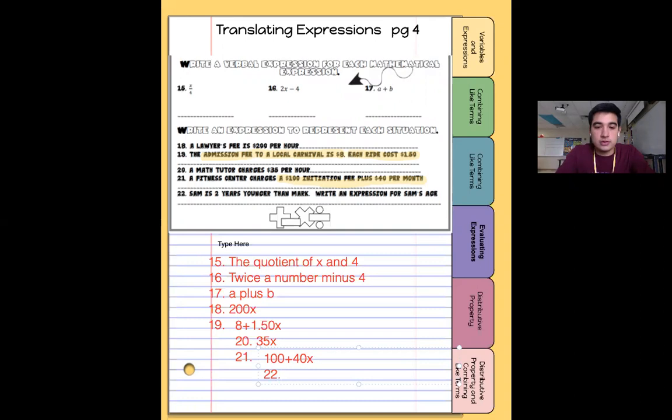Last one, 22. Sam is 2 years younger than Mark. Write an expression for Sam's age. Okay, this one's a little tricky, but all you have to do is this. So we have x minus 2, because Sam is 2 years younger than Mark. So we take Mark's age, that's x. We subtract 2, and we get Sam's age because he's 2 years younger.